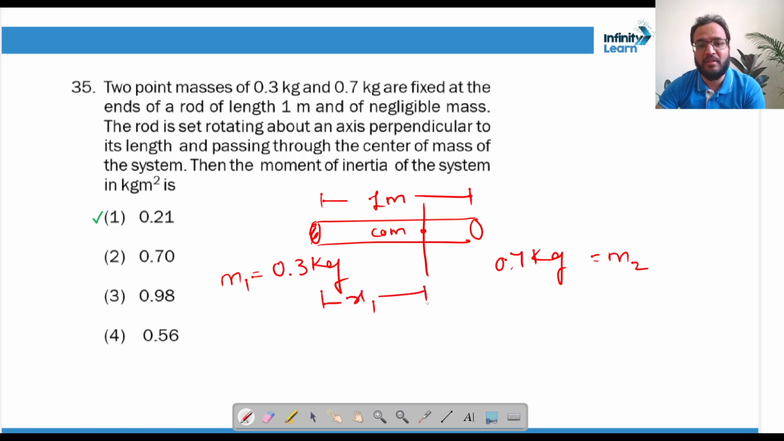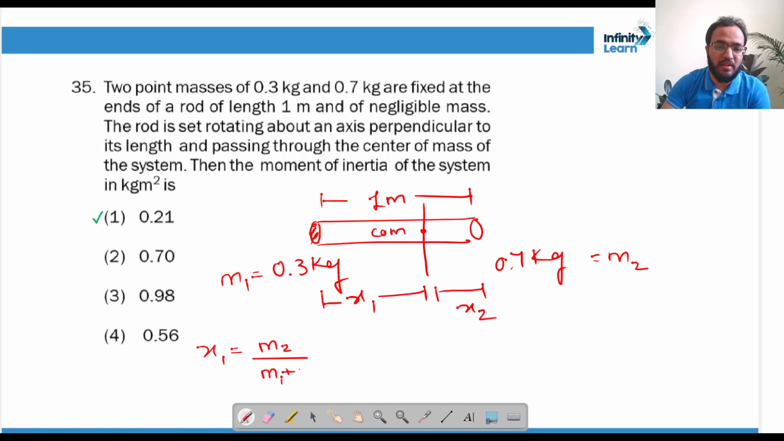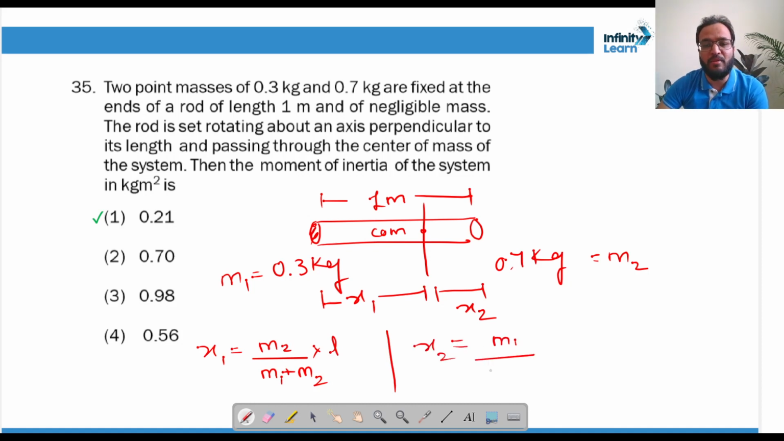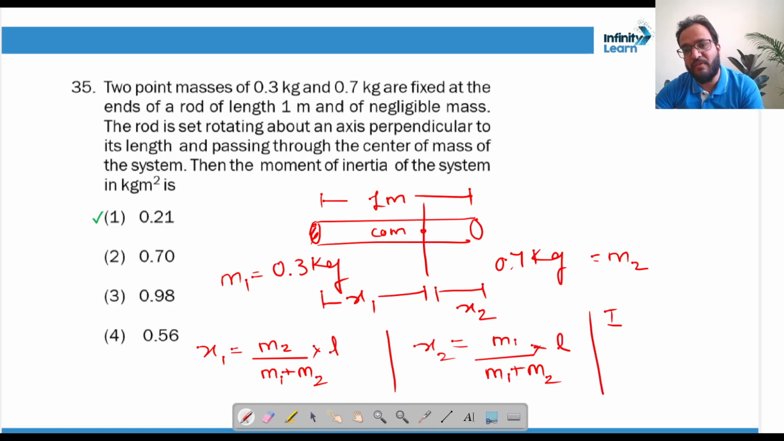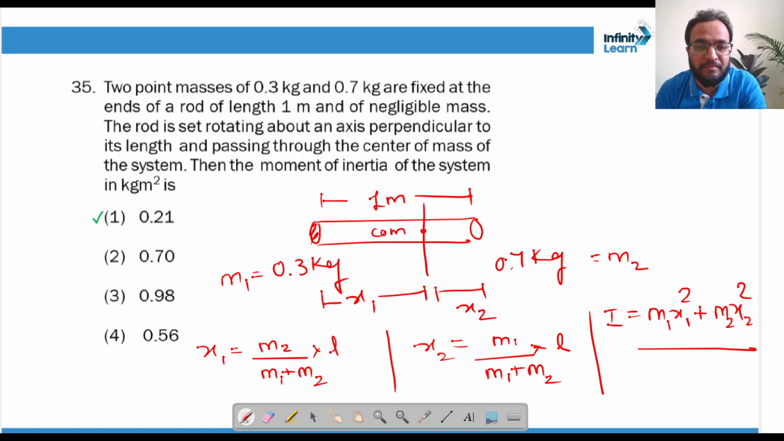You find out this X1 and find out this X2. We know the formula also. I don't think I need to tell you. X1 is M2 upon M1 plus M2 into length, and X2 is M1 upon M1 plus M2 into L. Now once you know these, moment of inertia will be M1 X1 square plus M2 X2 square. That's all. Put the values and get the answer. Hope it is pretty easy and simple. 0.3 plus 0.7 will be 1. Simple students, you can do it. Answer is 0.21. Clearly it is visible.